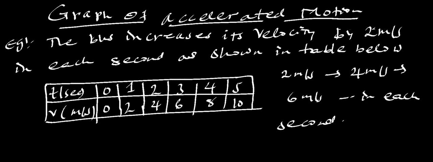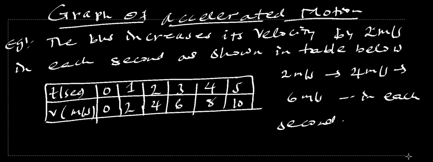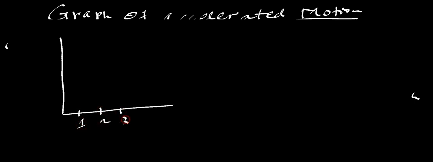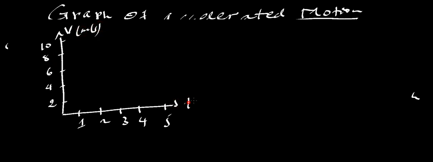Now let me draw the graph for this table. The graph looks like this. This is 1, 2, 3, 4, and 5 on the horizontal axis. It starts from 0, and then 2, 4, 6, 8, and 10. This is velocity in meters per second, and this is time in seconds.